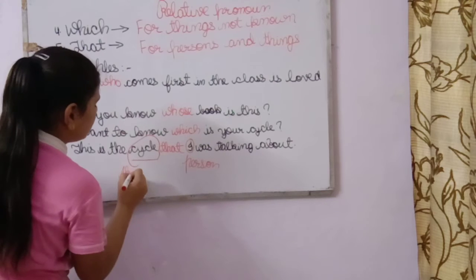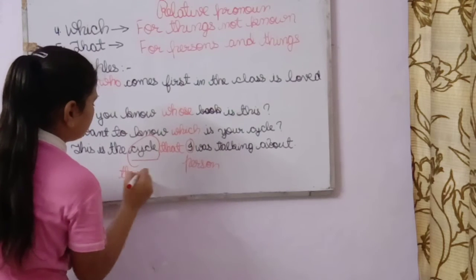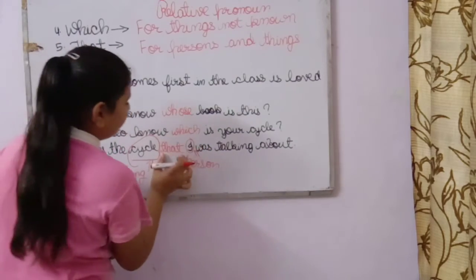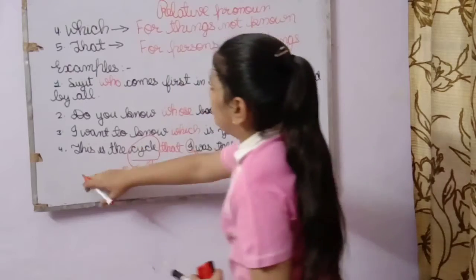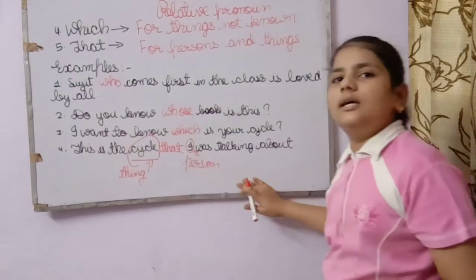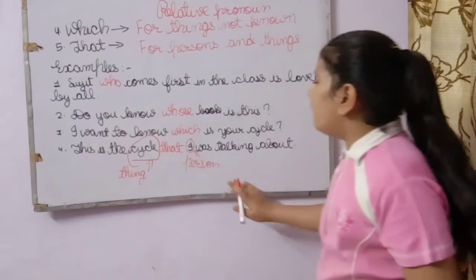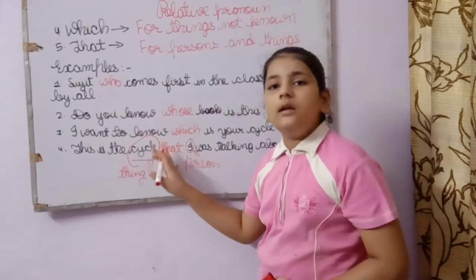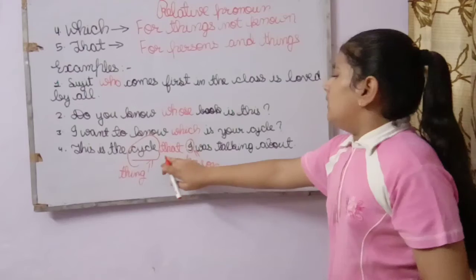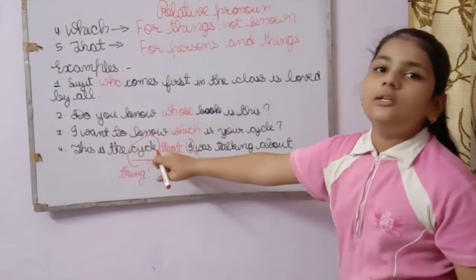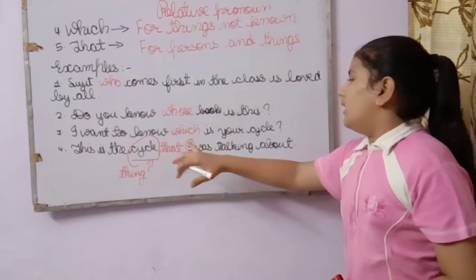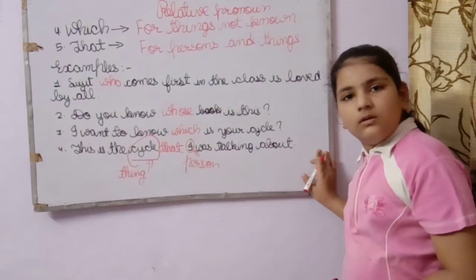Here is the person, and this is the thing. Now here you can see we have used "that" because in this sentence the thing is also coming and the person is also coming. So we have used "that", and when we are discussing "that", you can also notice that the word is joining two sentences: this is the cycle, and I was talking about it.